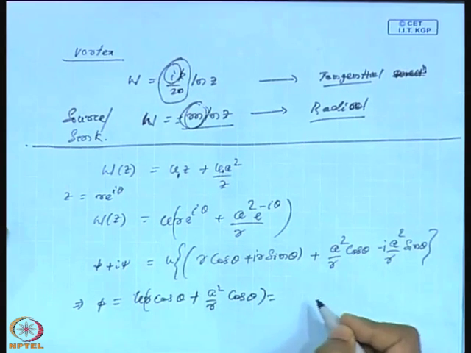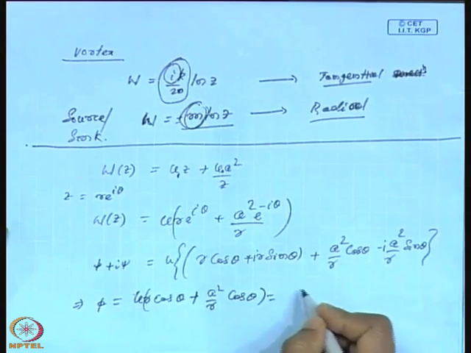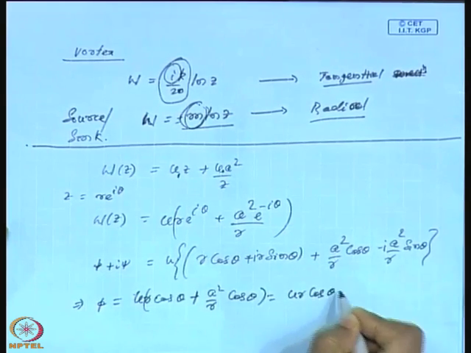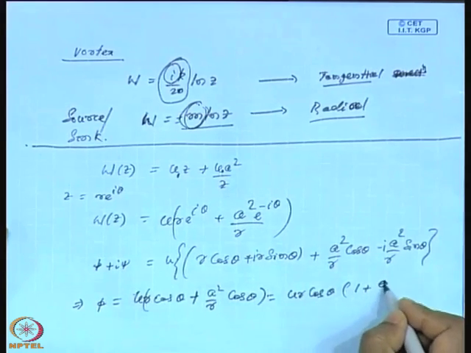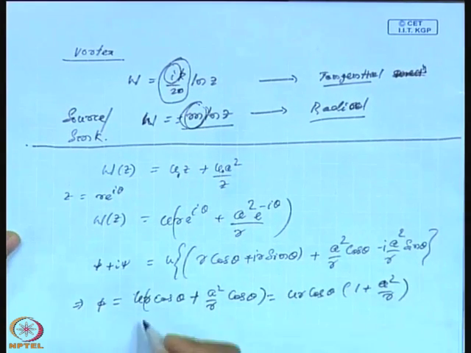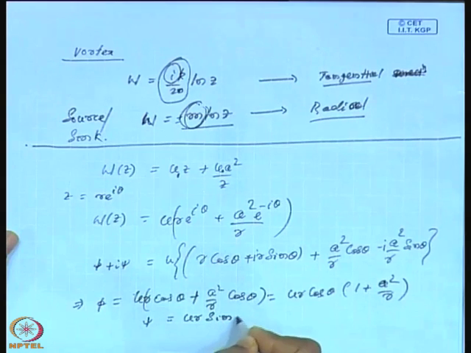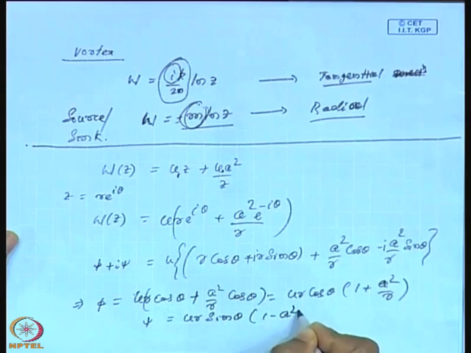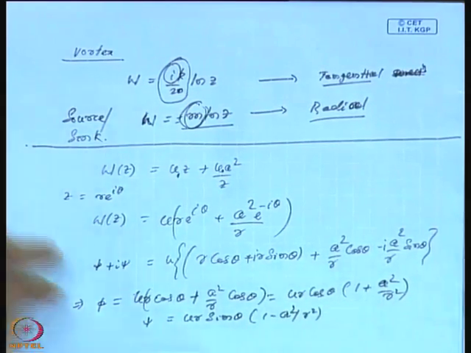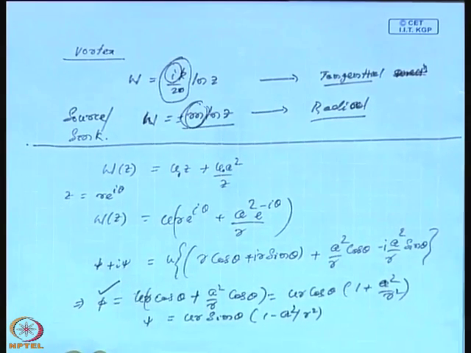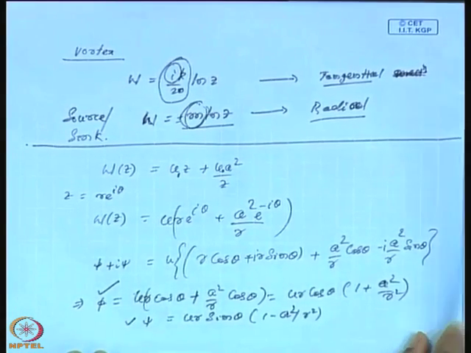So I can call this as phi equals u r cos theta into 1 plus a square by r square. In a similar manner, I can easily get psi as u r sin theta into 1 minus a square by r square. There must be an r square here. So this is the velocity potential, and this is the stream function.